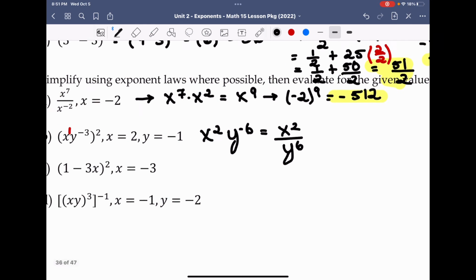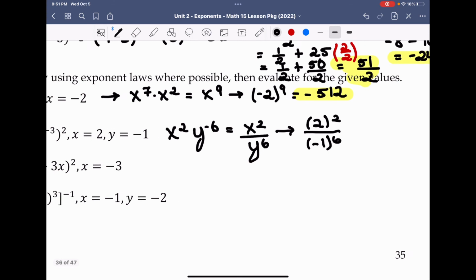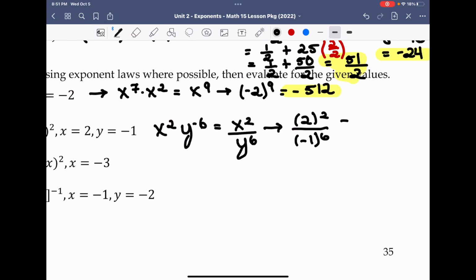Now I can make my substitution. I'm going to substitute everything in brackets. 2 squared over negative 1 to the power of 6. Well, 2 squared we know is equal to 4. A negative raised to an even exponent will end up giving me a positive, and 1 raised to any power, no matter how large, will always equal 1. Therefore, my solution is 4.